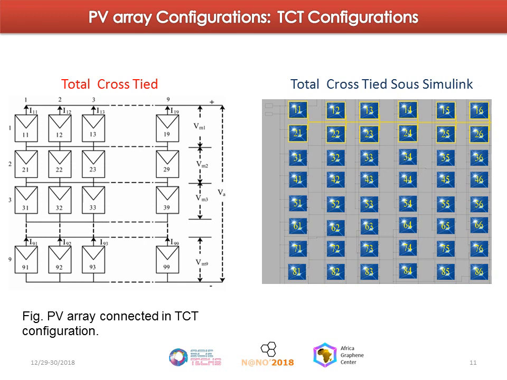A TCT configuration is obtained from the simple series-parallel configuration by connecting cross ties across each row of junctions. All the modules in a column are connected in series and each module in a row has modules connected in parallel. The PV array consisted of 81 modules with 9 rows and 9 columns.